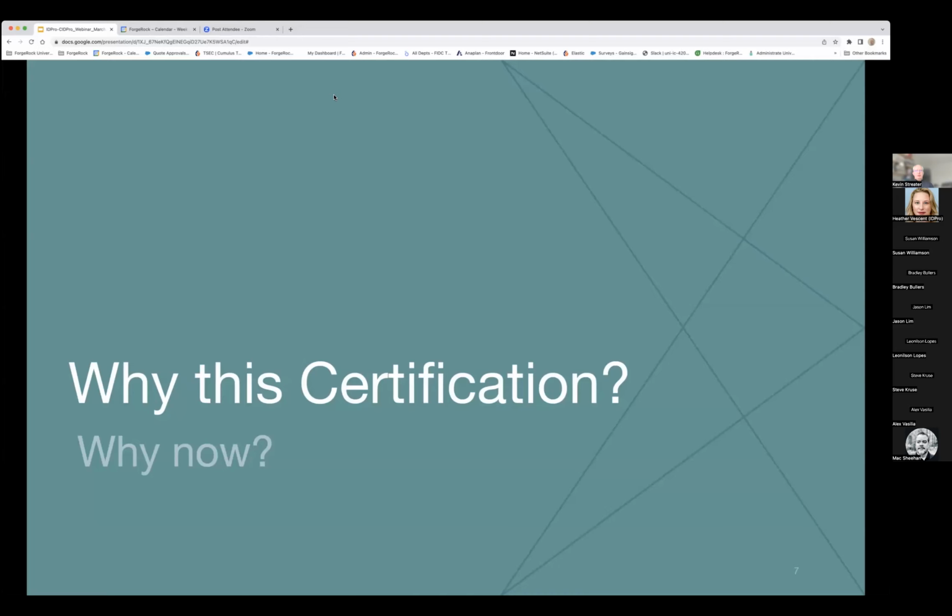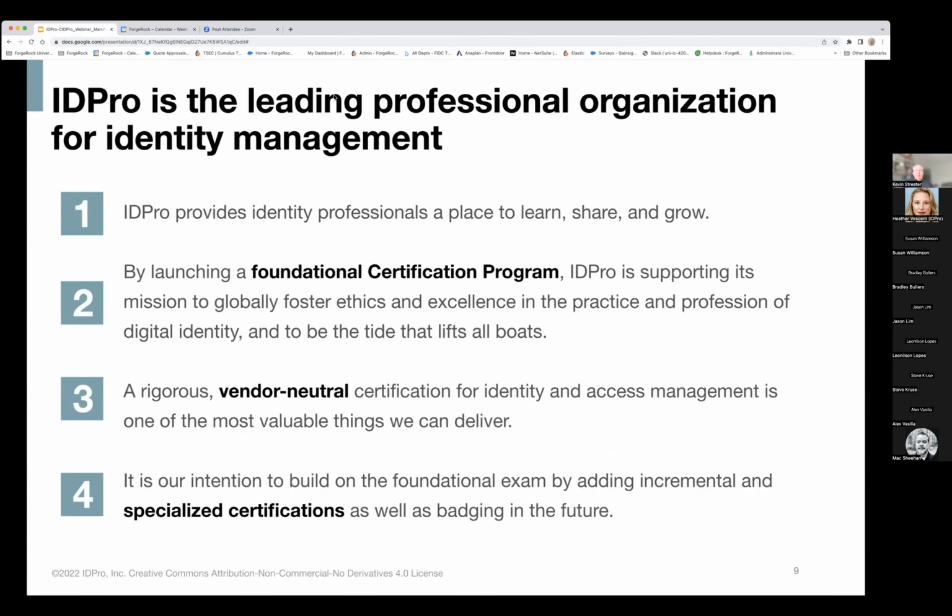So why this certification and why are we doing it now? Well, IDPro is about helping identity professionals learn, share, and grow. By having this foundational certification program, we're really focusing on one of the core elements of the reason for IDPro existing. And it should be something that helps raise identity into being something that is a professional skill that sits alongside cybersecurity and a lot of other areas.